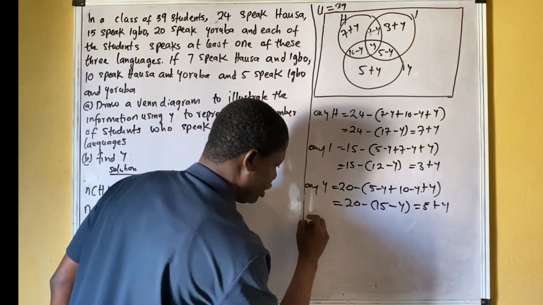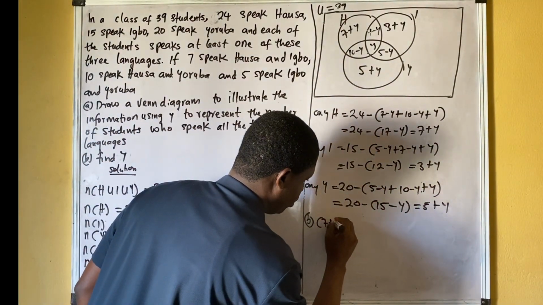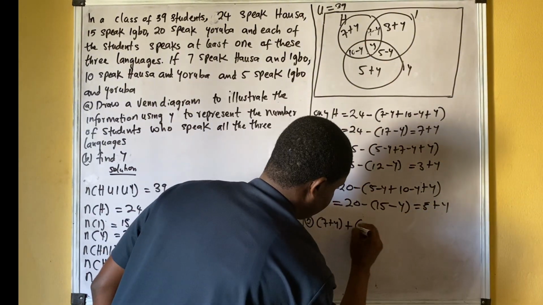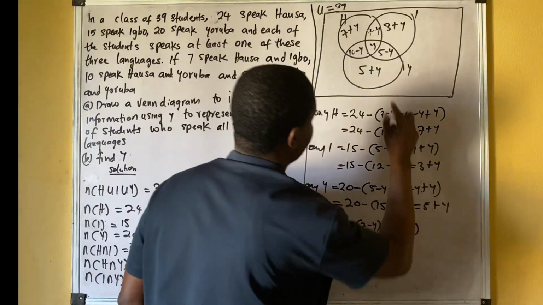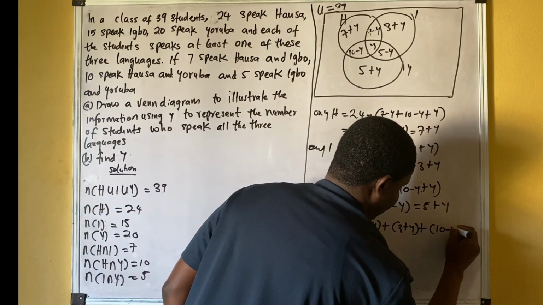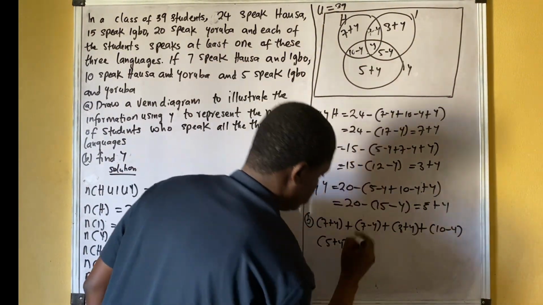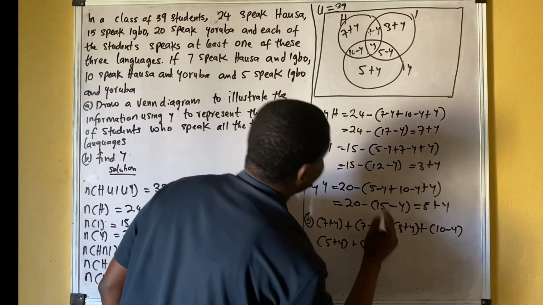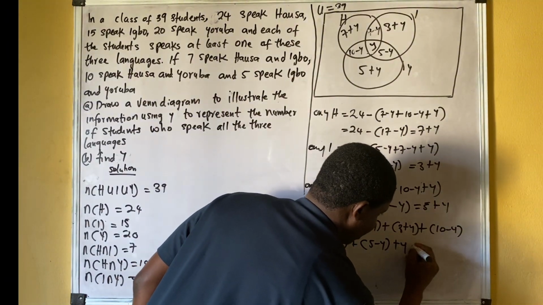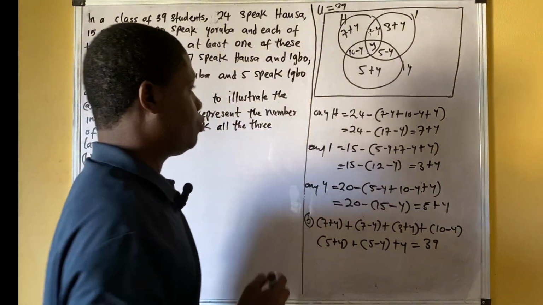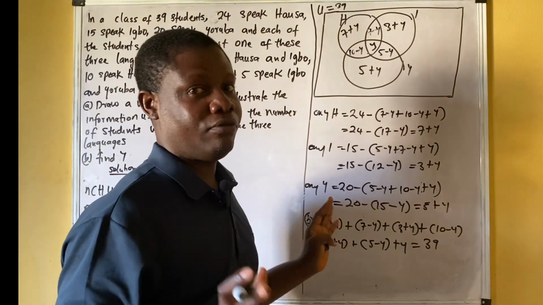So let's do that. So we'll have the B part of the question. We're going to add everything, which is 7 plus Y plus 7 minus Y plus 3 plus Y plus 10 minus Y plus 5 plus Y plus 5 minus Y, okay? Then plus Y. Everything will give us 39, right? So it doesn't matter the way you add up. You can start from here, just make sure you add everything inside the Venn diagram, okay?